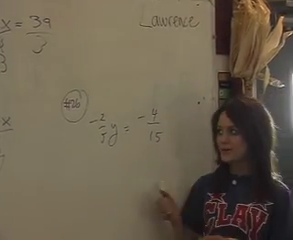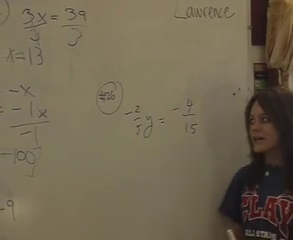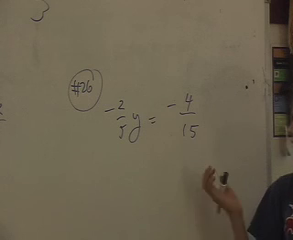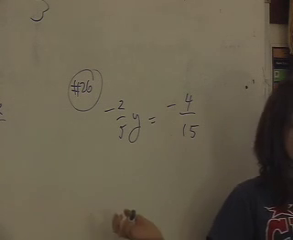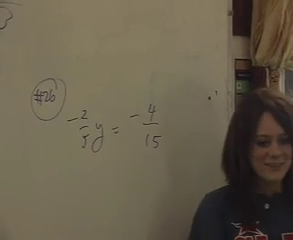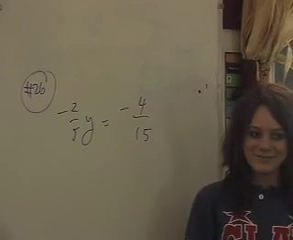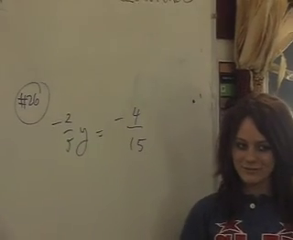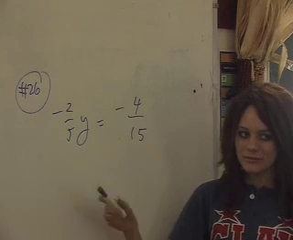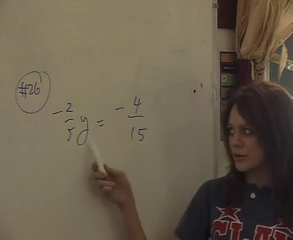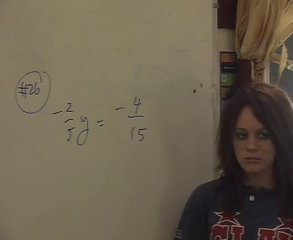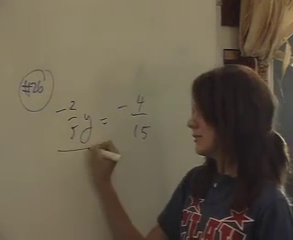We're on page 122 and we're doing number 26. We have negative 2 fifths y equals negative 4 fifteenths. So what do we do first? Any volunteers? Kia, what do we do first? You have to try to get the variable alone, right? Do you multiply or do you divide first to get the variable alone? Don't we divide first? Yes.